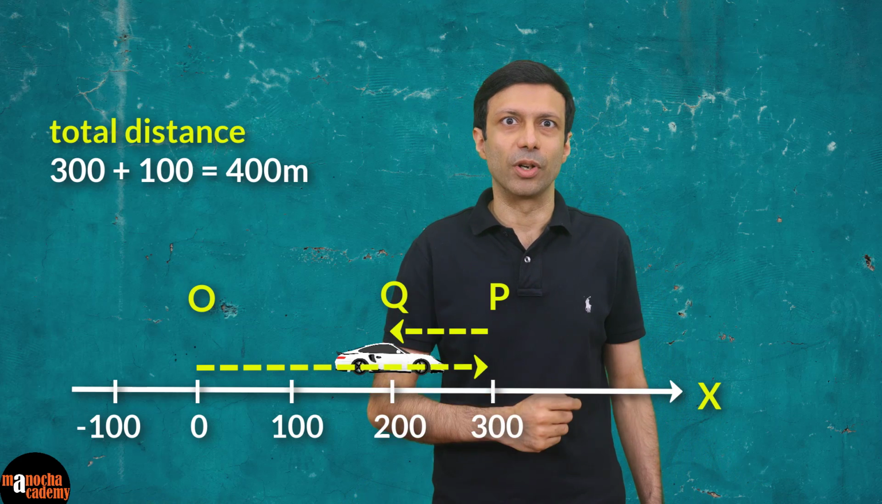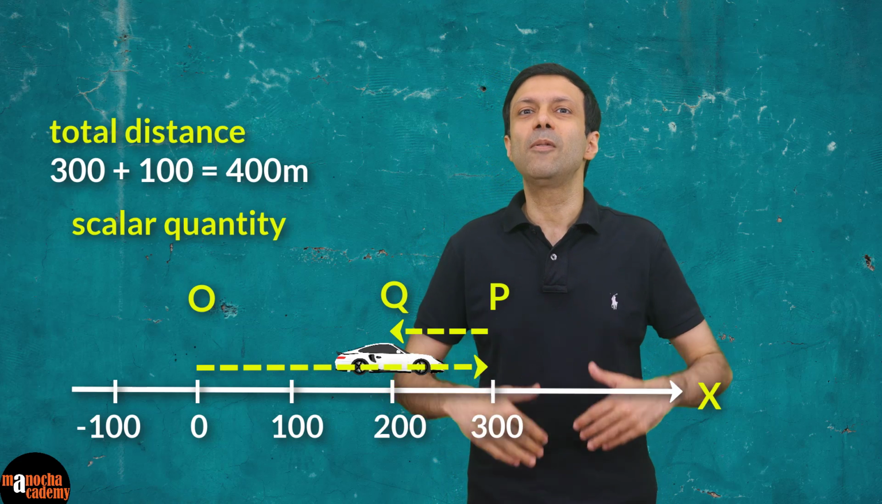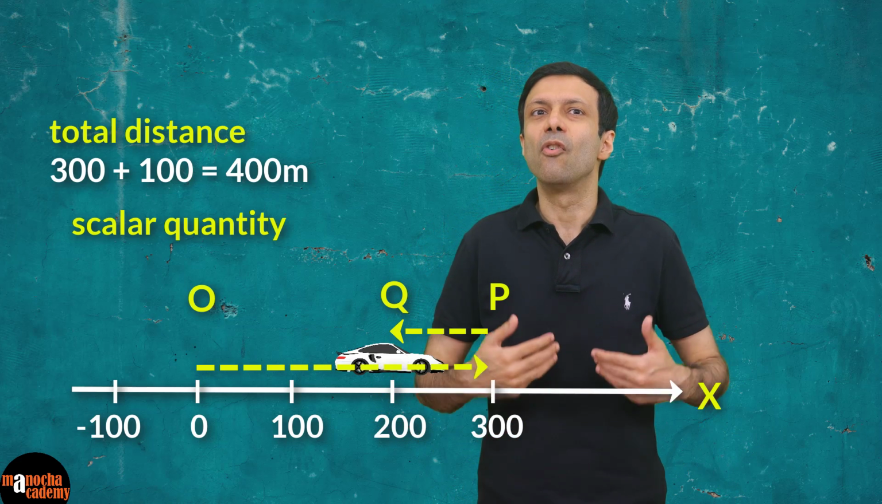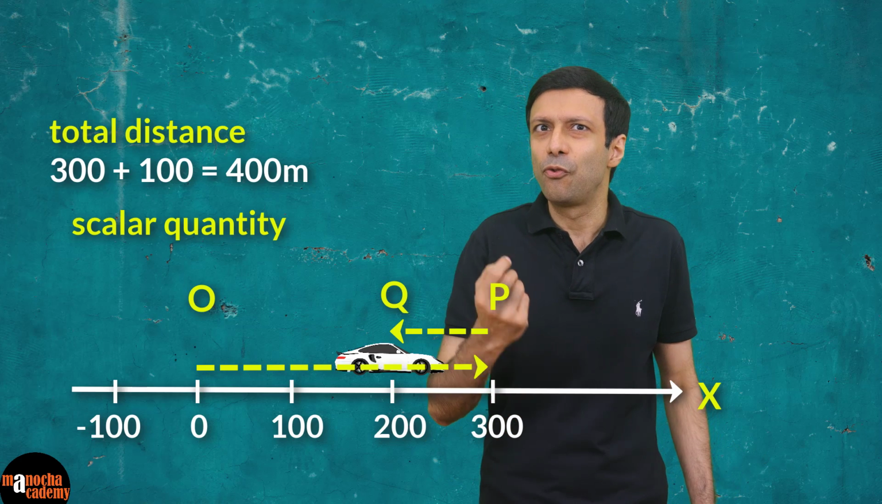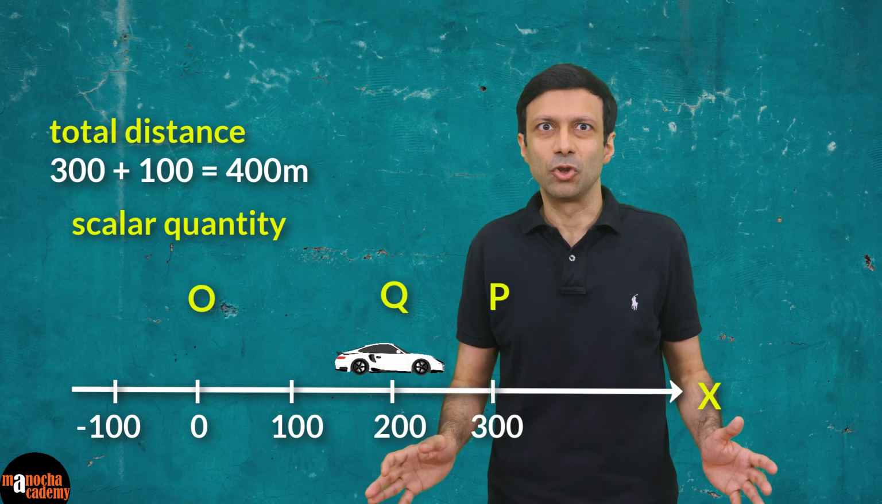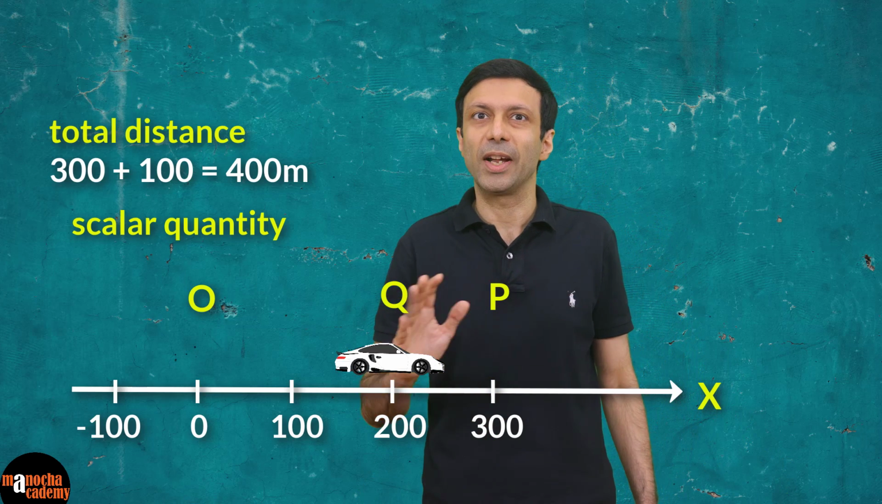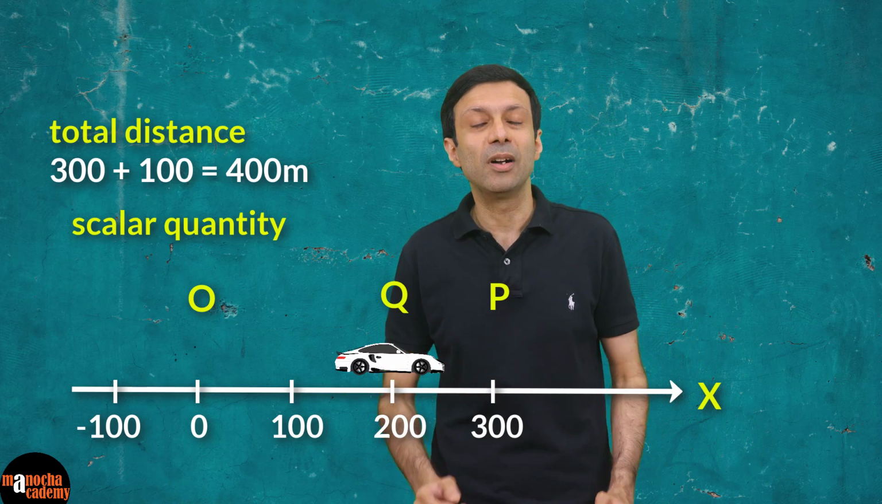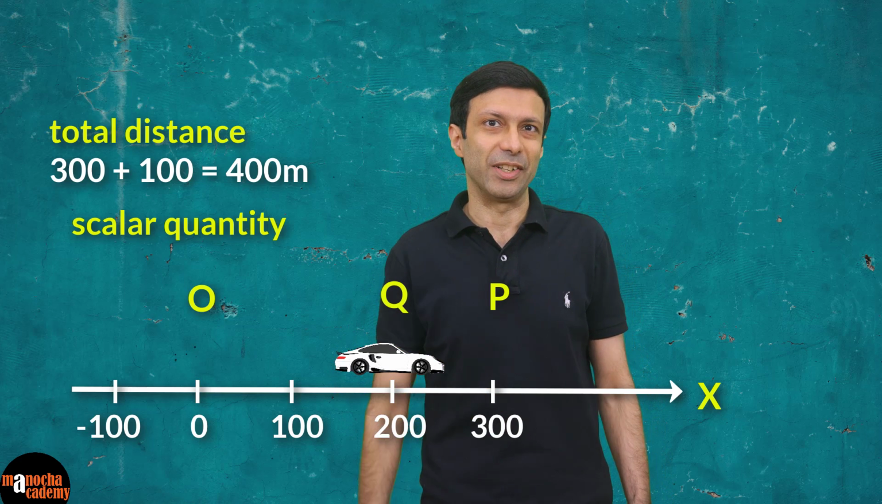Distance is a scalar quantity. We only care about the magnitude, which means the value. The value is 400 meters in this case. We don't care about the direction. So in distance, we do not specify the direction. That is why, remember, distance is a scalar quantity.